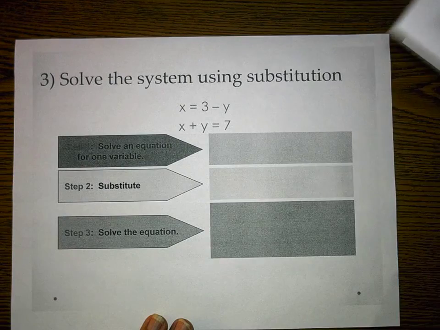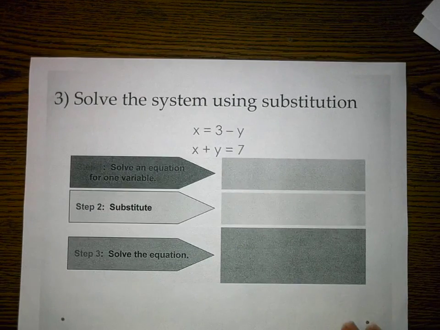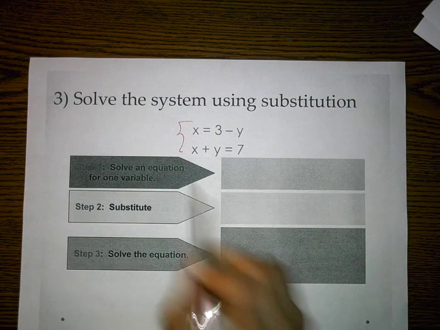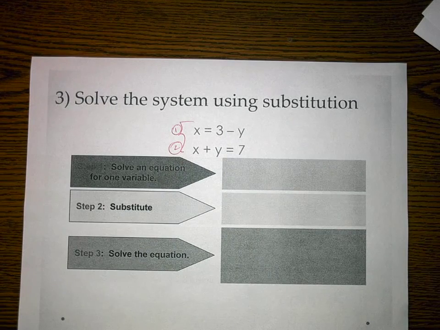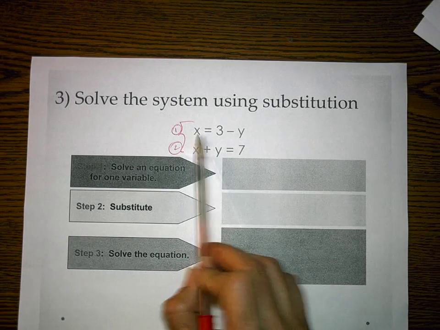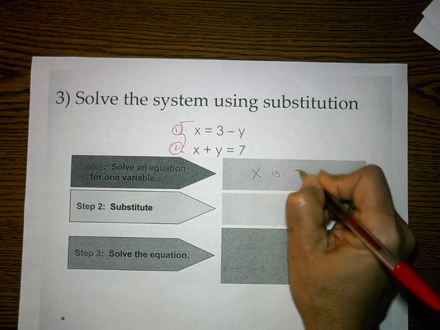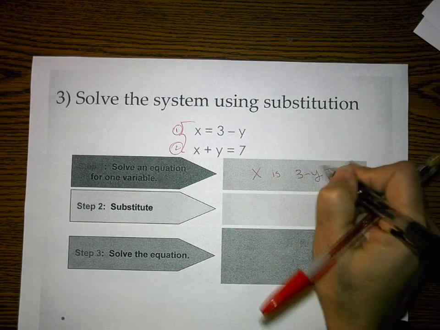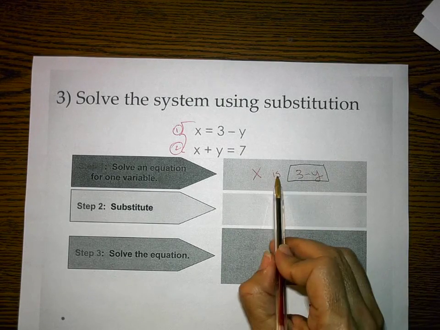So here we have another example. In this case, when you look at both of them, I have equation number 1 on the top and equation number 2 on the bottom. Look for one of the equations where the variable is already isolated. You can see in number 1, x is already alone, isolated, so that's great. I'm going to use that one right there. So x is 3 minus y, okay? That's what I'm going to use in the place of an x. X equals 3 minus y.